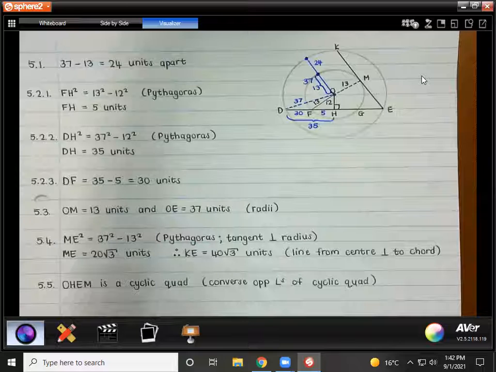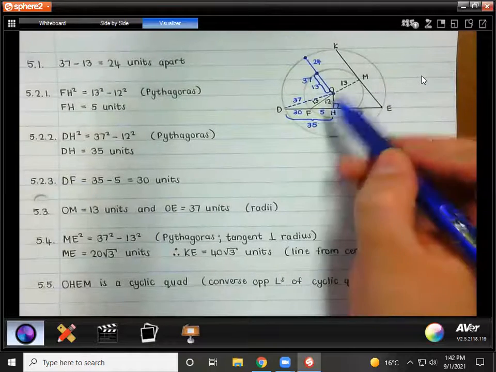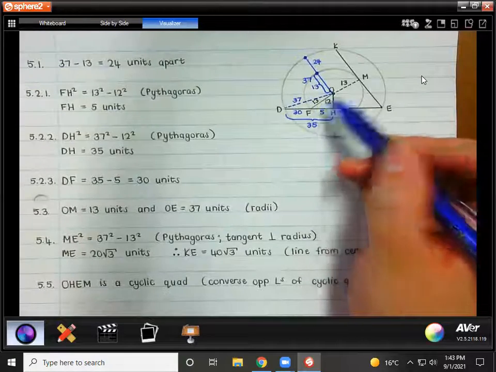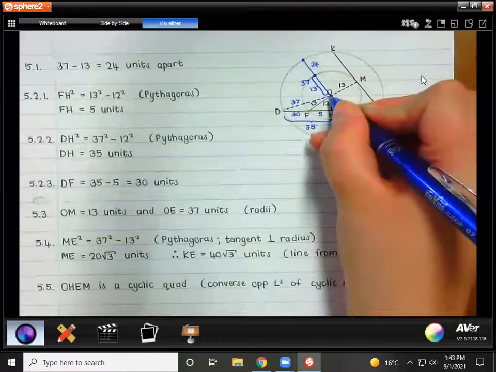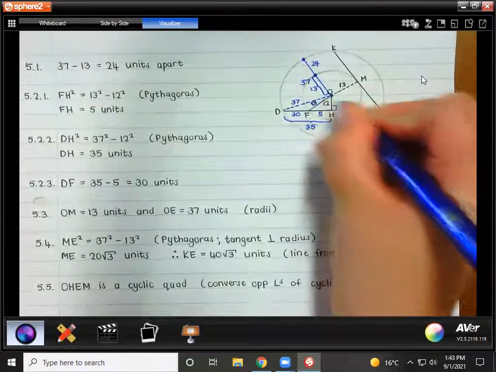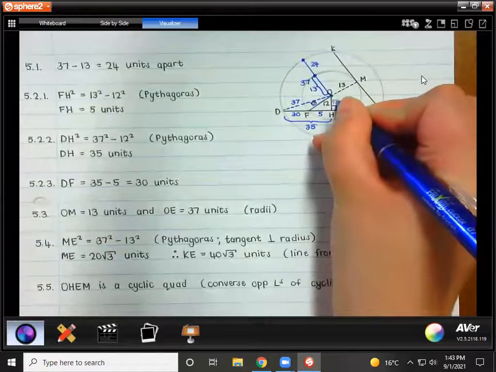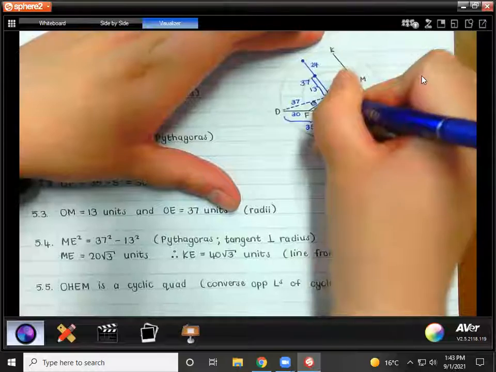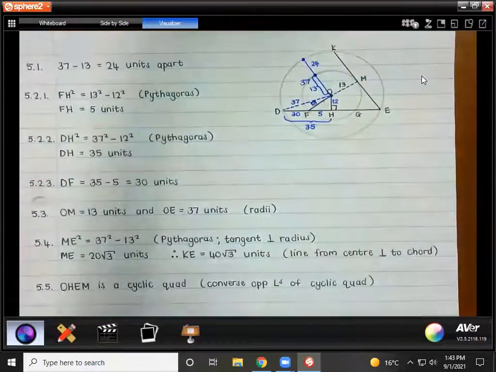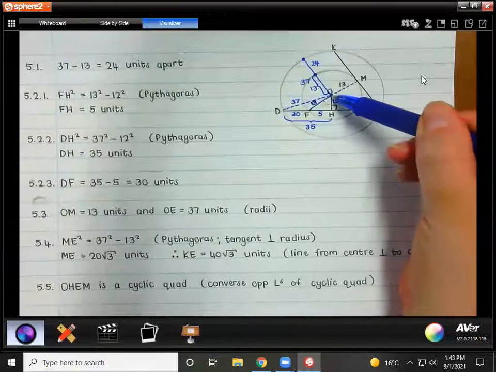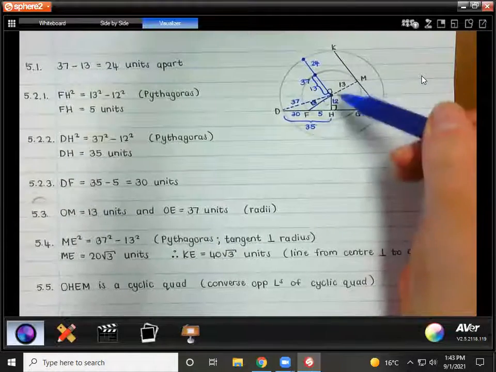For 5.2.1, they asked you to find the length of FH. So what I did was I drew in that radius there. That radius wasn't given on the diagram. It also does kind of look like this is 12, but this was actually 13. 12 refers to this side. Let me erase it there, it's a bit ambiguous in that spot. Okay, that's better. So they told us that OH was 12, and that the radius of the smaller circle is 13.